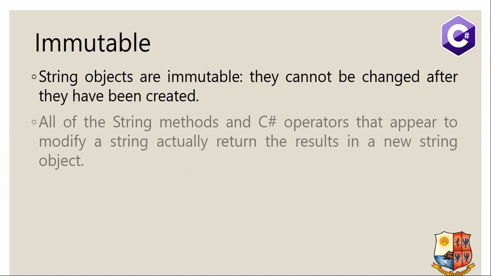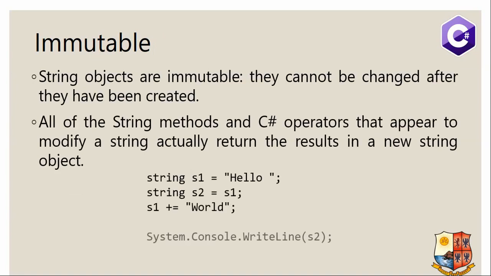I think I've given a program to explain how immutability works. I think yesterday you understood this program, but I'm repeating again: they cannot be changed once they have been created. So when I modify some data on it, all we are doing is creating a new string object, and we are changing the reference to that new string object. The old one will be collected by the garbage collector soon.